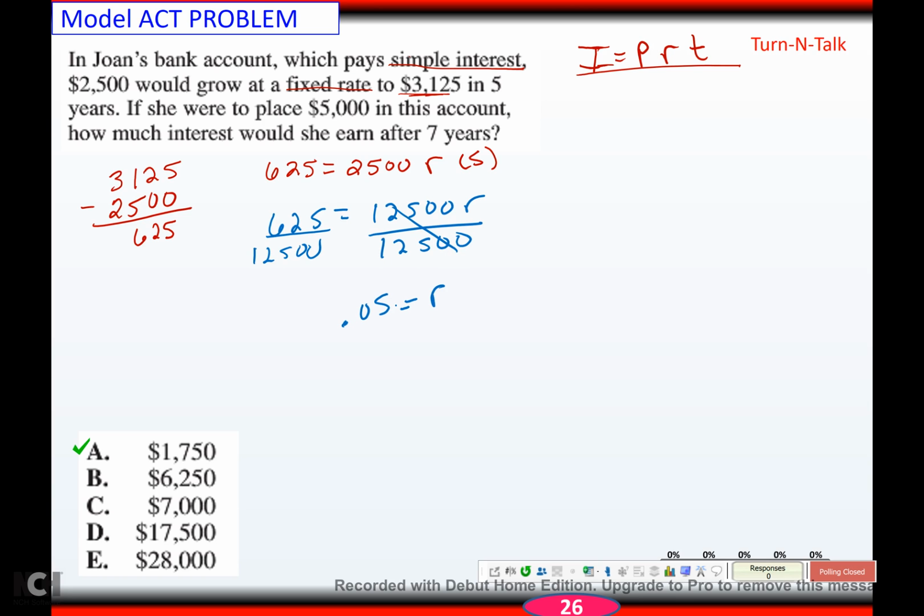Okay? So now I can answer the question, because now that I know the fixed rate I'm using, she's going to place $5,000 in this account, and we're trying to figure out the interest she'd earn when she puts $5,000 in at a rate of 5% for 7 years. So now just type this in the calculator, and the interest earned off of that would be $1,750. Okay?